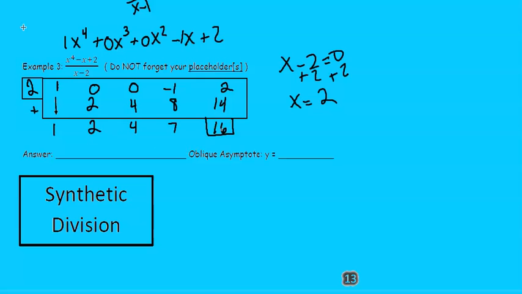So we have 16 remainder. We have 7 constants, 4 x's, 2x squared, and 1x cubed. So your answer is 1x cubed plus 2x squared plus 4x plus 7 constants plus our remainder 16 over x minus 2. It has a remainder that's not 0, so it has an oblique asymptote at y equals this expression without the remainder.